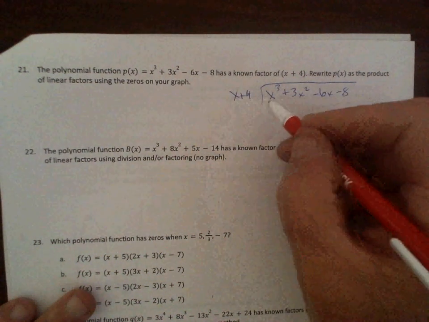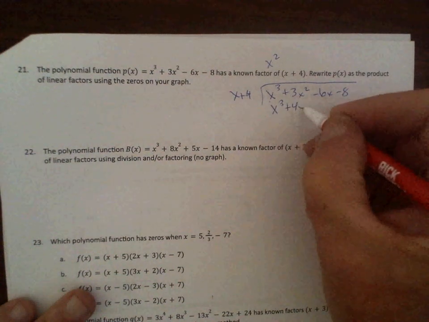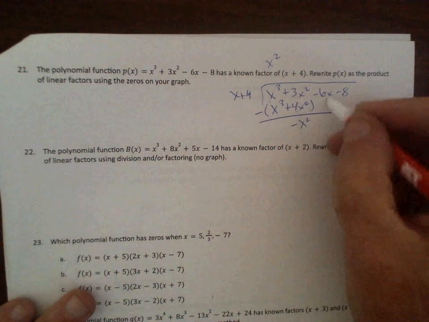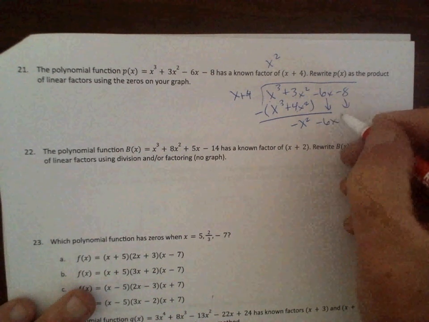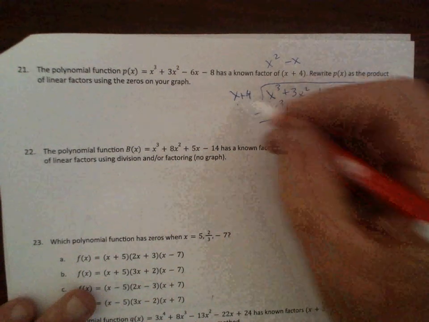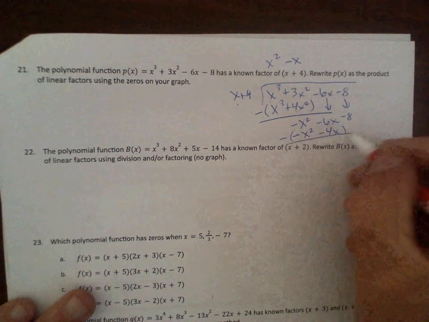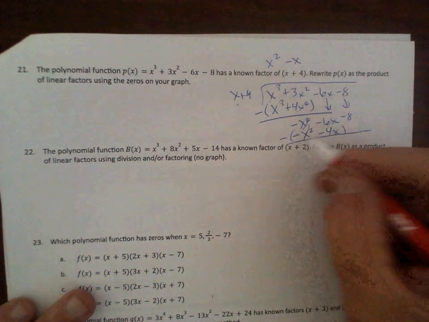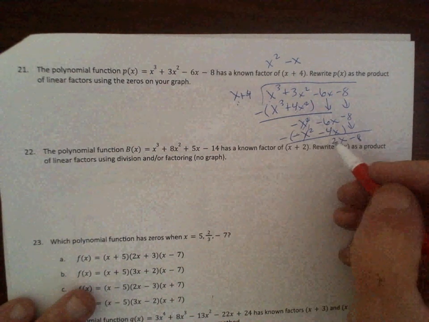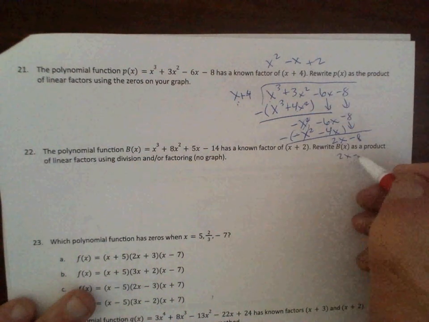X times what makes x cubed? That's x squared. Multiply it times what's out here, and we get x cubed plus 4x squared. We subtract that, and 3x squared minus 4x squared is negative x squared. Bring down the rest. X times what makes negative x squared? That's negative x. Multiply that times what's outside, you get negative x squared minus 4x. Subtract that. These cancel. Negative 6x minus negative 4x makes 2x. Bring down the negative 8. X times what makes 2x? That's plus 2. 2 times that outside makes 2x plus 8.